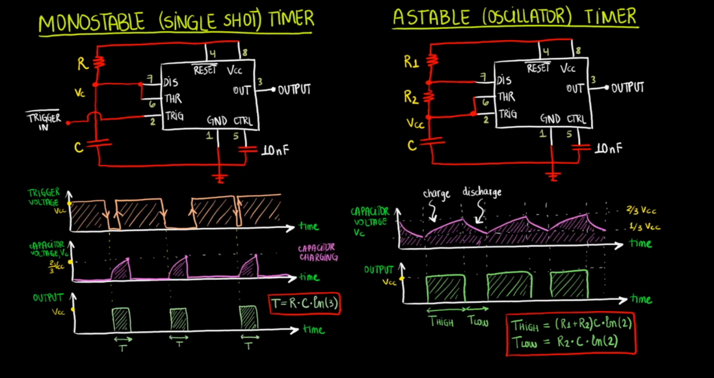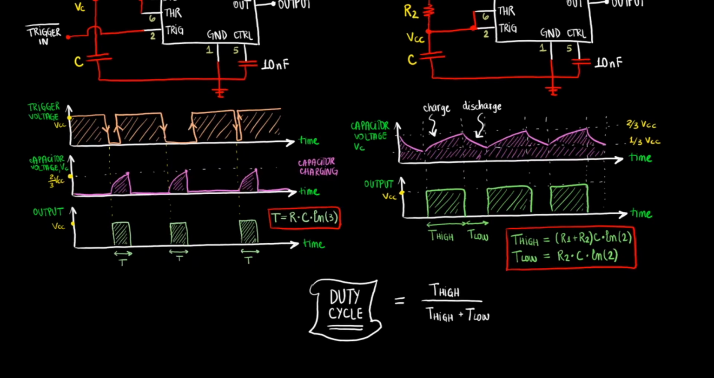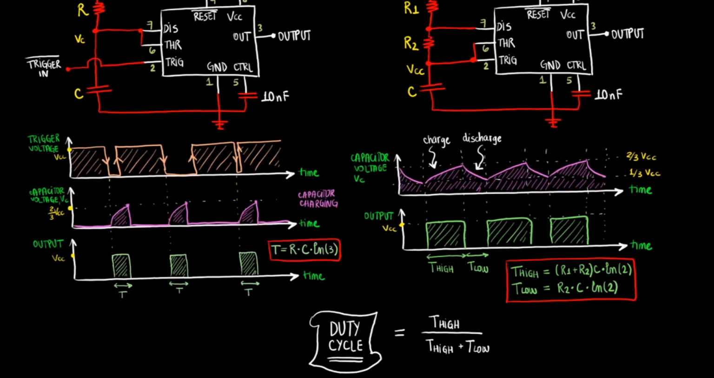Sometimes you may either be given or asked for the duty cycle of your 555 astable timer. The duty cycle is simply the fraction of the time the output is high. You can calculate it by dividing the period of the high output by the sum of the period of the high output and the period of the low output. In a problem, you can use the duty cycle to calculate T high and T low, and later decide what values of resistance and capacitance you need to produce that duty cycle.